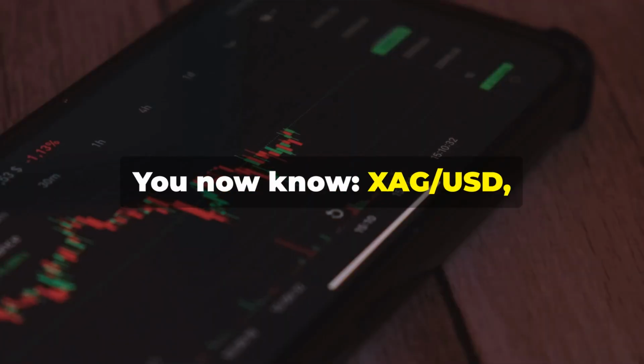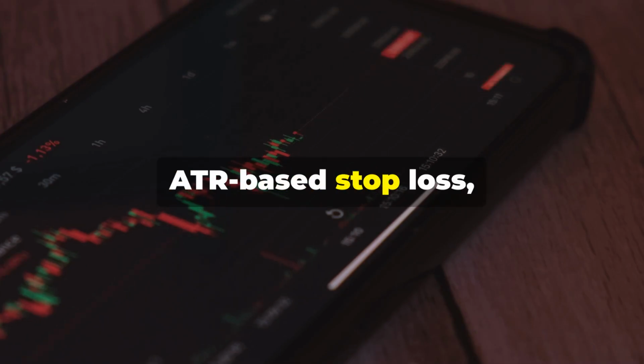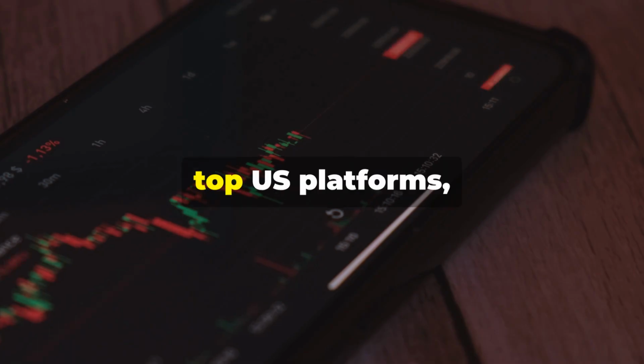You now know XAG/USD, silver CFD mechanics, volatility risk, ATR-based stop-loss, shorting silver, spread timing, top US platforms, and the gold-silver ratio.